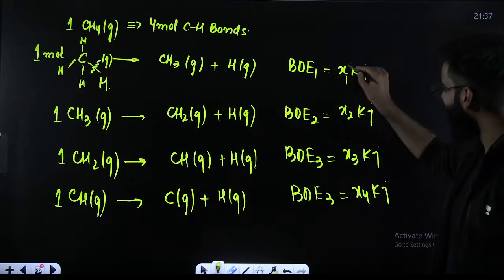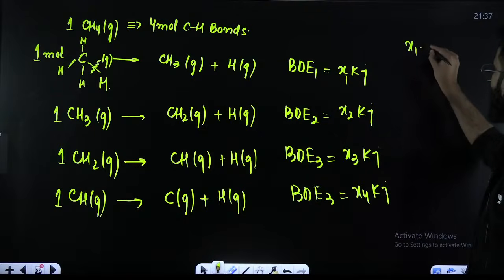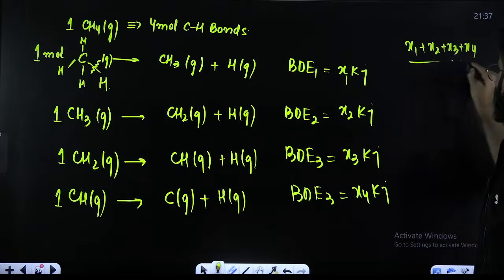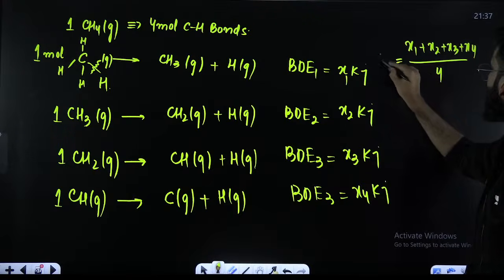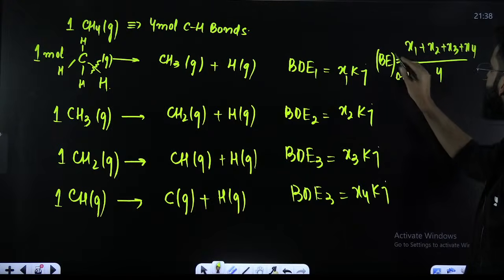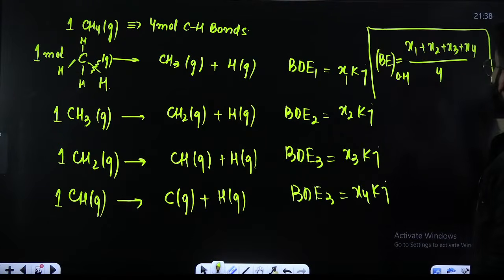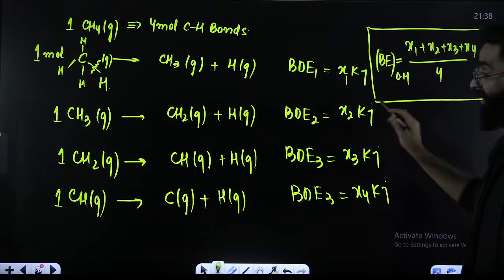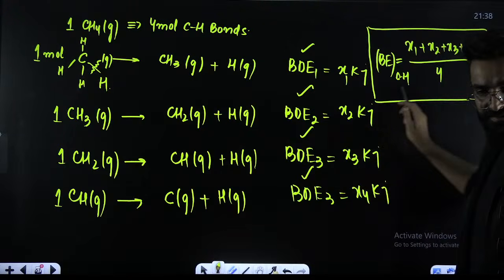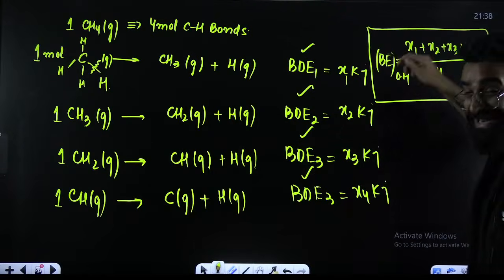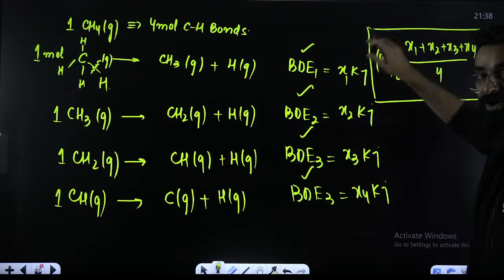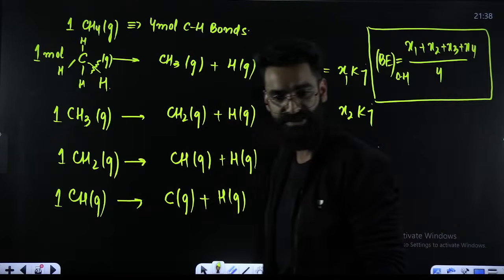If I take the average of these, X1 plus X2 plus X3 plus X4 divided by 4, this is something which I'll be calling the bond energy of CH. So there's a difference between bond dissociation energy and bond energy. These were bond dissociation energies of CH. This is something which you call the bond energy of CH. Bond energy is basically the average of all these bond dissociation energies of CH.